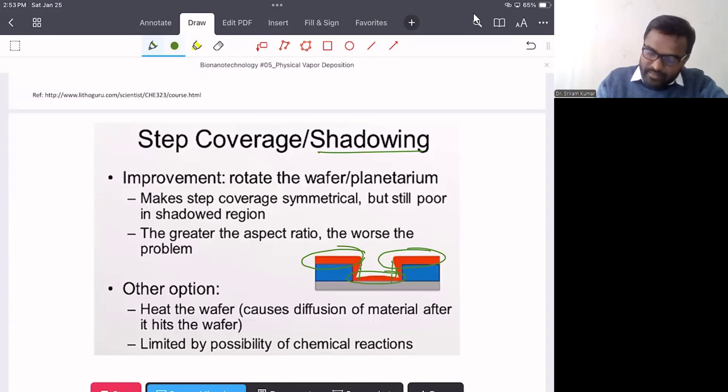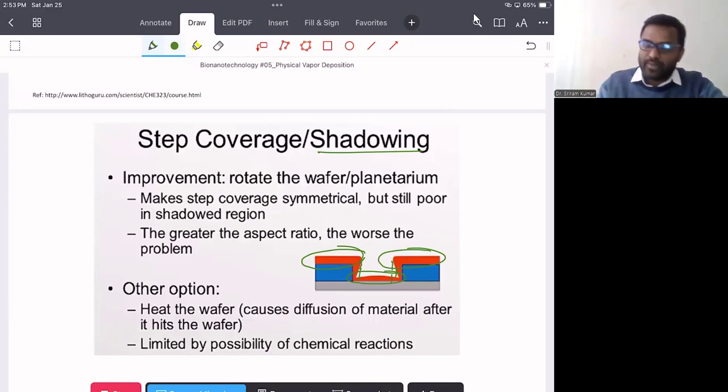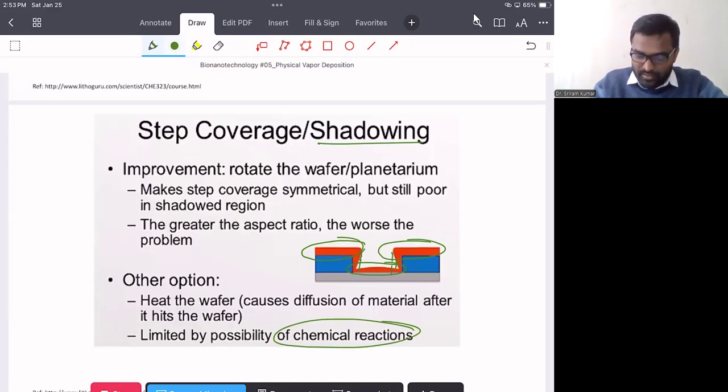We can improve this deficiency in the deposition by heating the wafer material. But the problem is that if we heat the wafer substrate, some side chemical reactions may happen, and that will affect the overall deposition of this material. So that is the problem in the physical vapor deposition technique.